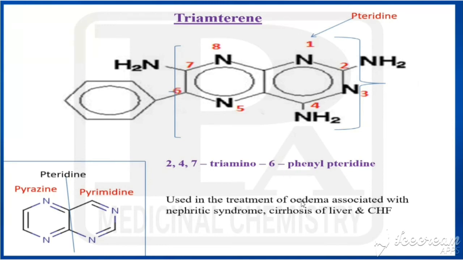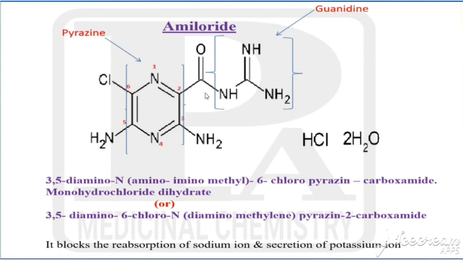It is used in the treatment of edema associated with nephrotic syndrome, cirrhosis of the liver, and congestive heart failure. The next drug is called amiloride. It has a pyrazine nucleus. What is pyrazine? A 6-membered heterocyclic ring having 2 nitrogens at 1 and 4. That is called pyrazine.